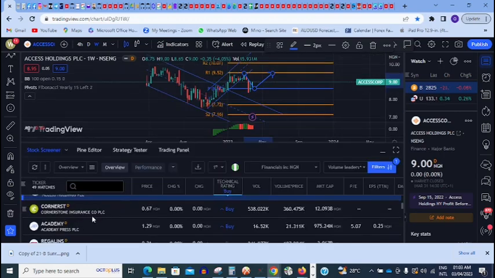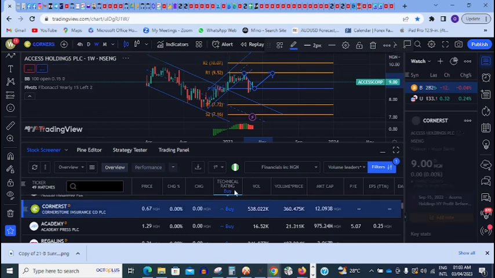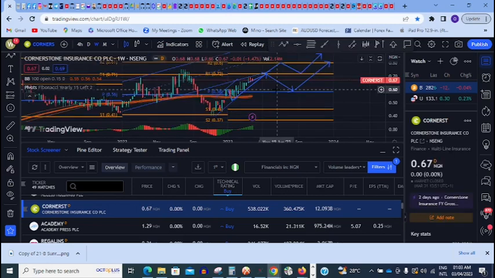Let me take two more. We have Cornerstone Insurance. Cornerstone Insurance, if you can get a pullback, I think I prefer it. Get a pullback to 50, 58 kobo.